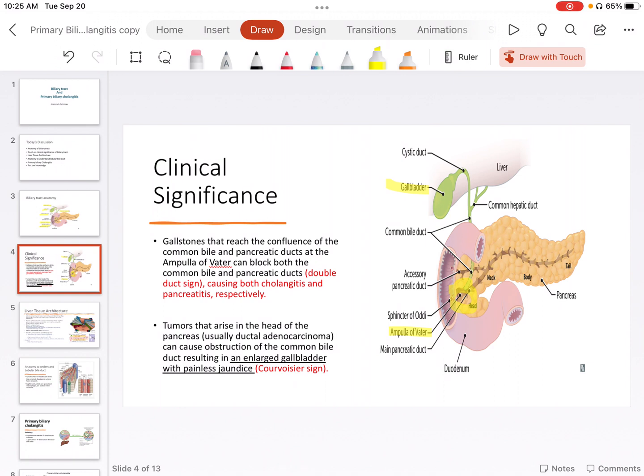And next there is another clinical significance of the anatomy of the biliary tract, that is tumors that arise in the head of the pancreas, usually ductal adenocarcinoma, which can cause obstruction of the common bile duct, resulting in an enlarged gallbladder with painless jaundice, which is Courvoisier sign. So these are the two main things which you will see in USMLE. These are the main things which are discussed in First Aid.